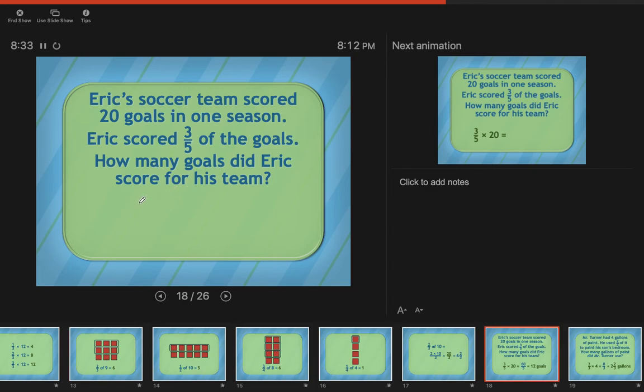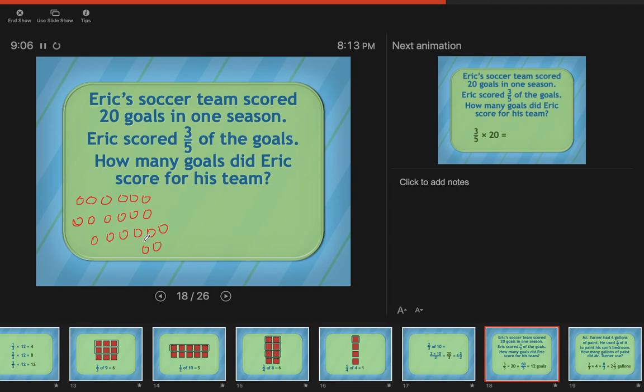Eric's soccer team scored 20 goals in one season. He scored 3/5 of the goals. Is Eric a good soccer player? I think so. How many goals did Eric score for his team then? Well, there are a couple of different ways that you can do it. One, you could draw 20 soccer balls to represent all of the goals that he made. Let's see, that's 6, 12, 14, 16, 18, 19, 20.